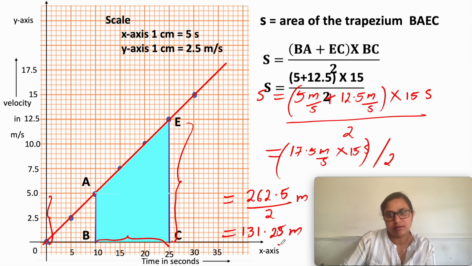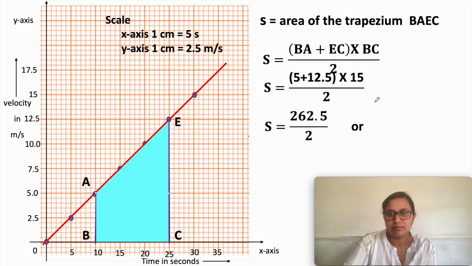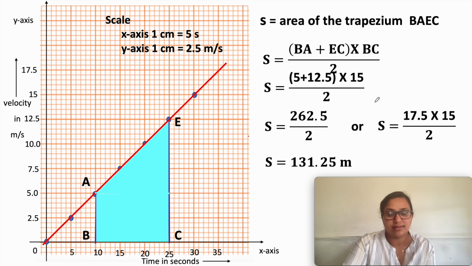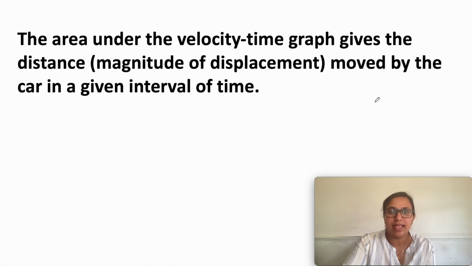Whatever method we follow, we will get the same answer. In the previous case also, we got 131.25 meter. So we have the final answer as 131.25 meter. So the area under the velocity time graph gives the distance or magnitude of displacement moved by a car in a given interval of time.